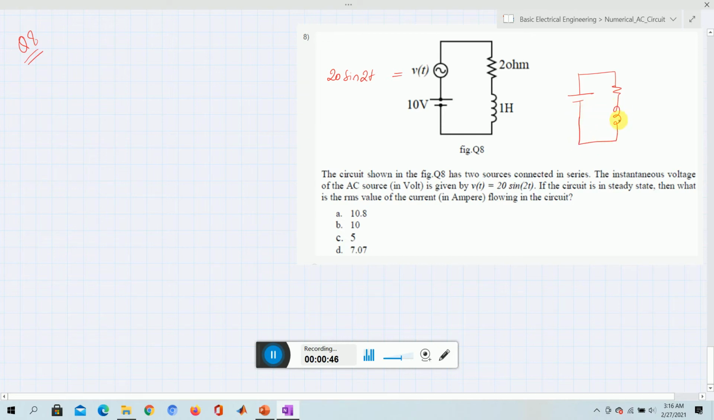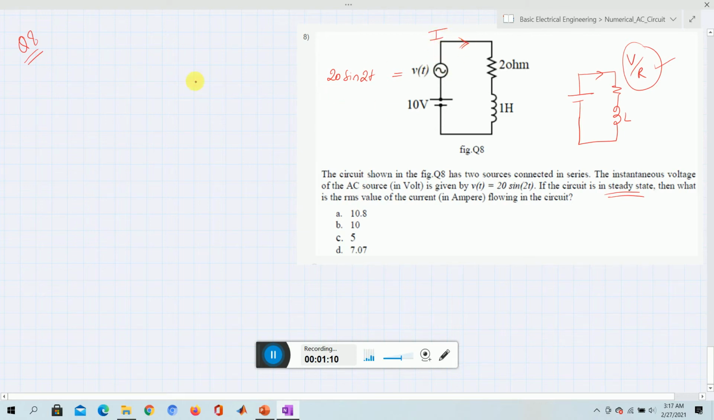In the transient, the value of L will come into the picture, but in steady state, finally the value of current will be V by R. That is why it is called steady state. Then, what is the RMS value of the current flowing in the circuit? That is what is being asked.